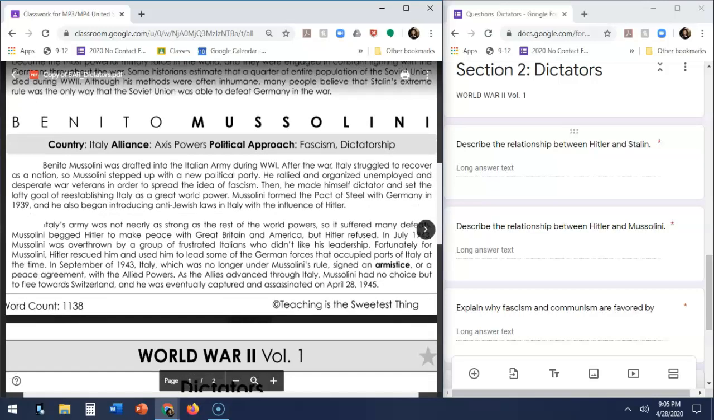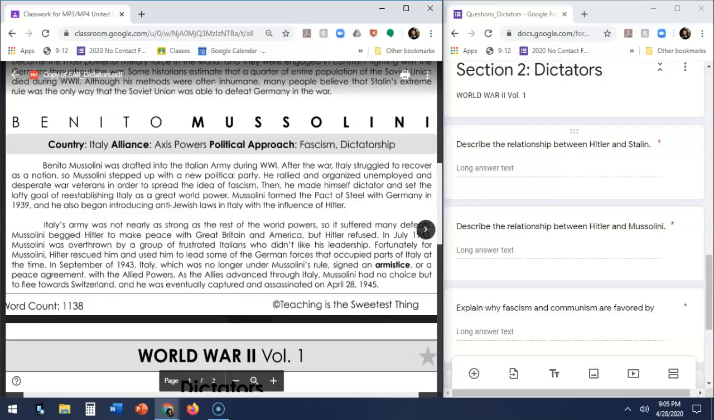All right, Benito Mussolini, country, Italy, alliance, Axis powers, again, another enemy. Political approach, fascism, dictatorship. Benito Mussolini was drafted into the Italian army during World War I. After the war, Italy struggled to recover as a nation, so Mussolini stepped up with a new political party. He rallied and organized unemployed and desperate war veterans in order to spread the idea of fascism. Then, he made himself dictator and set the lofty goal of re-establishing Italy as a great world power.